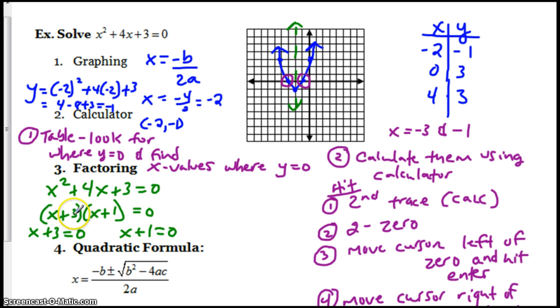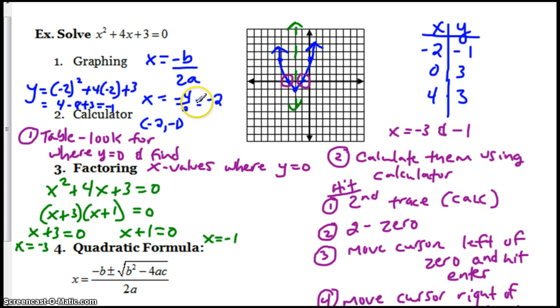Because if this factor is 0, the whole thing is 0. If this is set equal to 0, then the whole equation here is 0. So that's why there's 2 to set equal to 0. And then you solve for x. So if I solve for x on this side, we'd have x equals -3. And then on this side, our x equals -1.